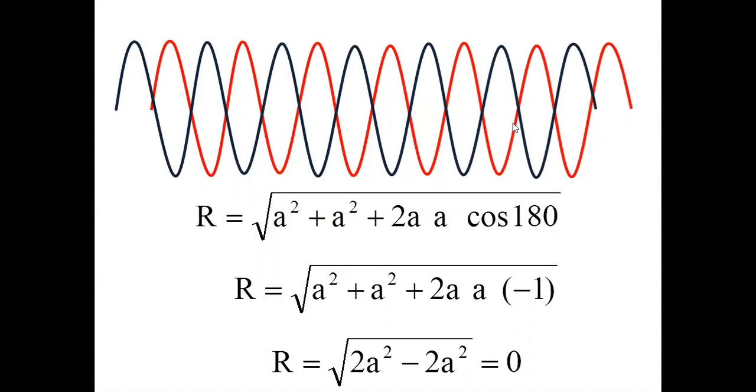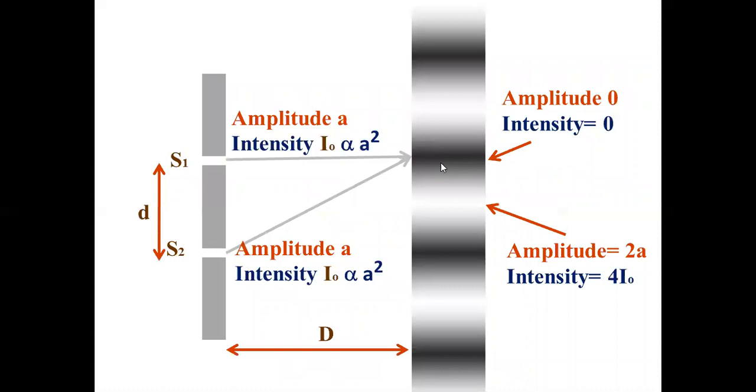This has traveled how much? This has traveled lambda extra than what this has traveled. So this lambda extra makes the crest fall on the trough. Resultant wave is 0. No intensity here, no brightness here. Amplitude is 0, A minus A. If the intensity is directly proportional to amplitude, and amplitude is 0, intensity is also 0. This is a dark fringe.